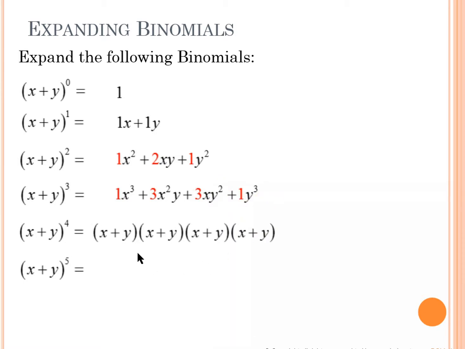All right, and moving on to x plus y to the power 4, I get 4 terms: 1, 2, 3, 4. I can definitely expand it, and if I expand it one more time, I'll get 1x to the power 4 plus 4 times x cubed y plus 6x squared y squared plus 4xy cubed plus y to the power of 4.